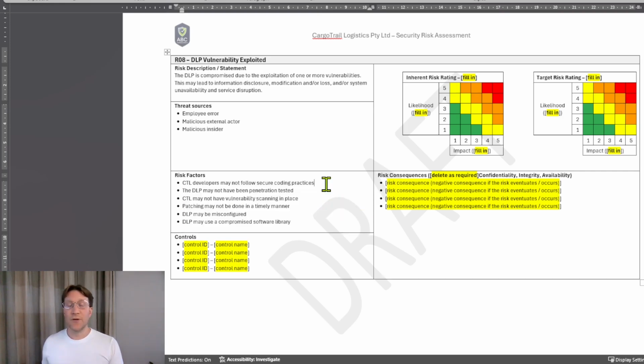For risk factors, the software developers at Cargo Trail Logistics may not follow secure coding practices, including things like code review and following things like the OWASP Top 10, basically guidelines on common issues that are used by hackers to get access to apps.